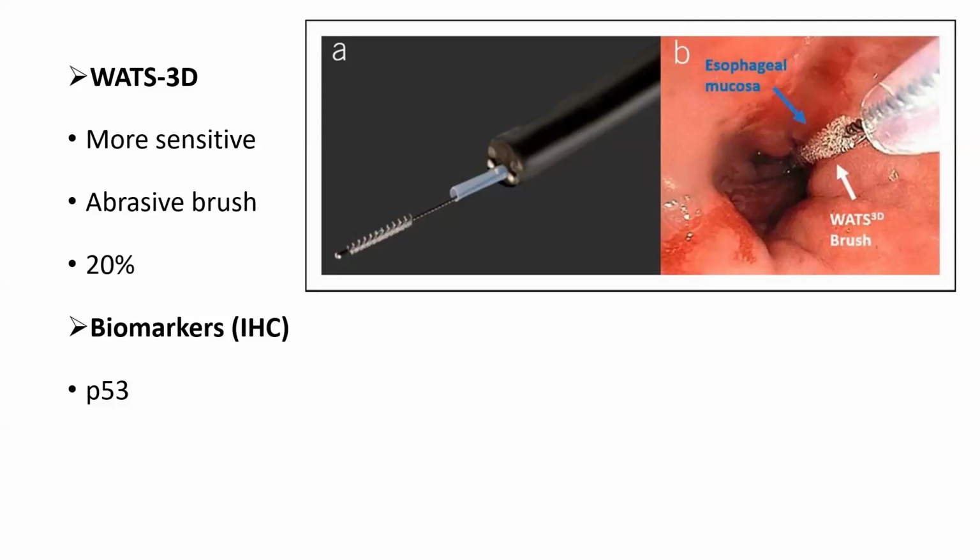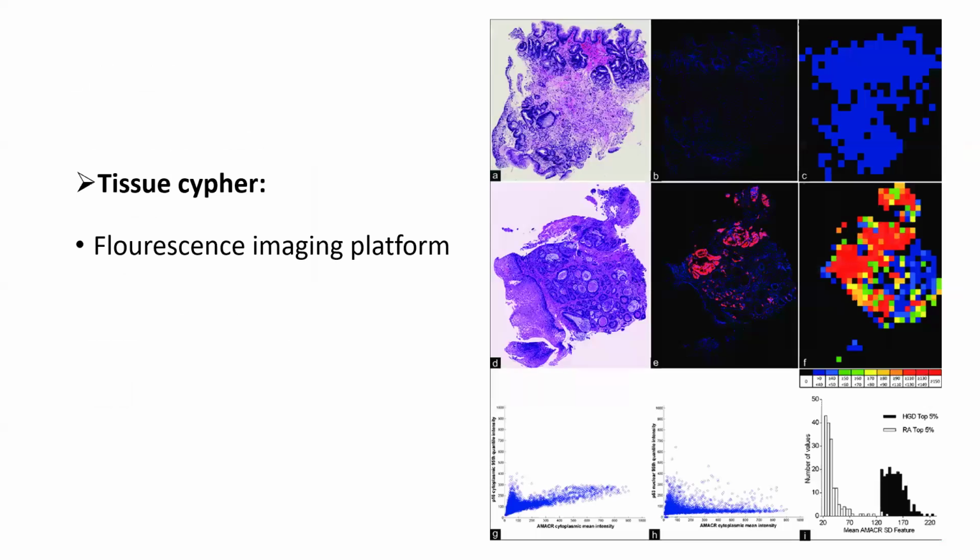And biomarkers have been identified that may predict the increased risk of progression to more advanced dysplasia or adenocarcinoma. The most promising among these are the immunohistochemical markers staining for expression of P53, and an AI-driven pathology system called TissueCipher. It is a process that utilizes a fluorescence imaging platform with the standard forceps biopsies, which predicts the progression to high-grade dysplasia or esophageal adenocarcinoma within 5 years of testing.